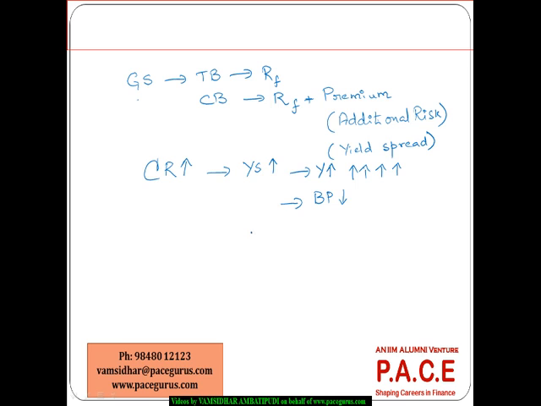So here also we can very well bring out that there is a negative relationship between the yield spread and the bond prices. As the yield spreads increase, the bond prices decrease, and vice versa. We have also talked about the size of the spread. The higher the spread, the higher the risk associated, the lower should be the bond price. So this is where we talk about the spread risk.